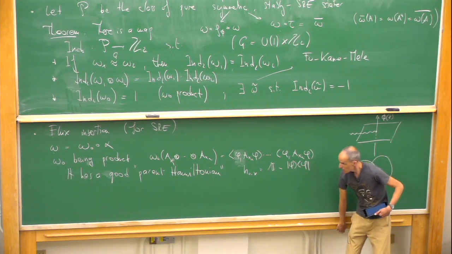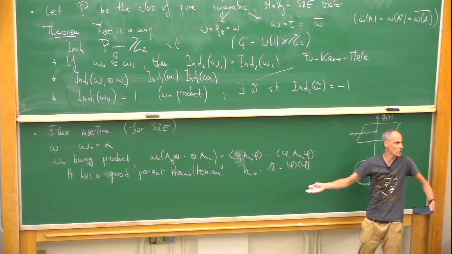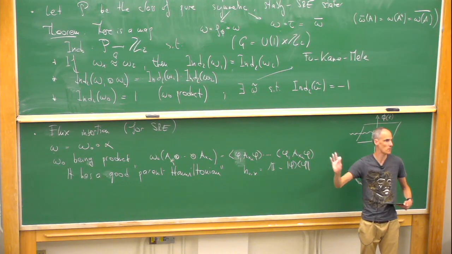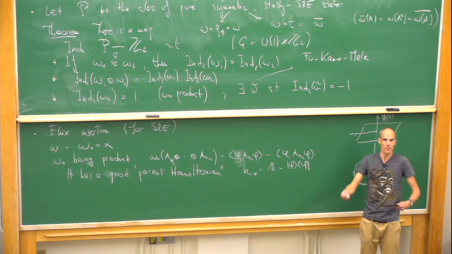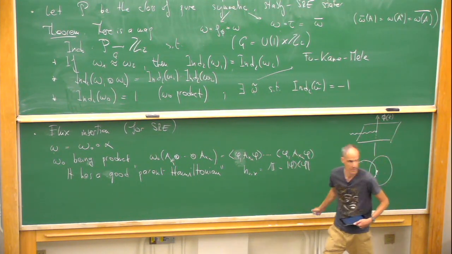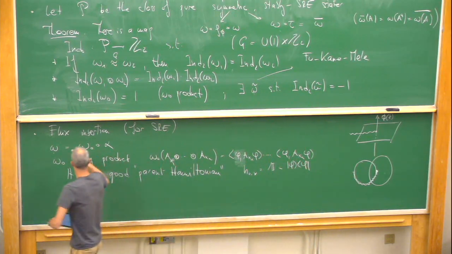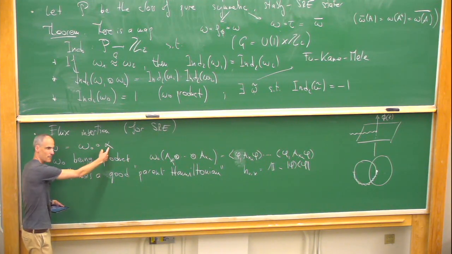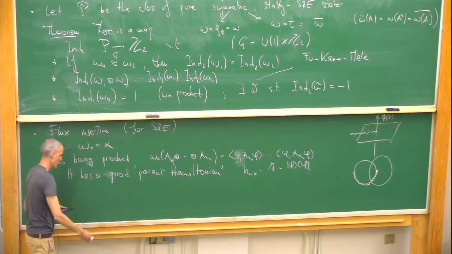Okay? It's an on-site interaction, right? But it totally fits everything we've seen so far. It's the simplest possible interaction you can think of. But because it's a product, it's easy, I can always construct that sort of parent Hamiltonian. How do I get now a parent Hamiltonian for omega? Well, I pull it back by alpha, okay?